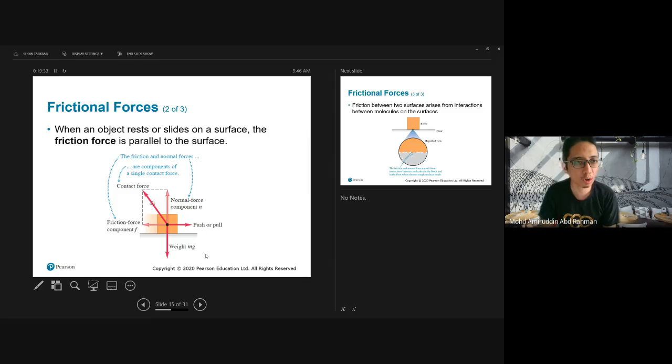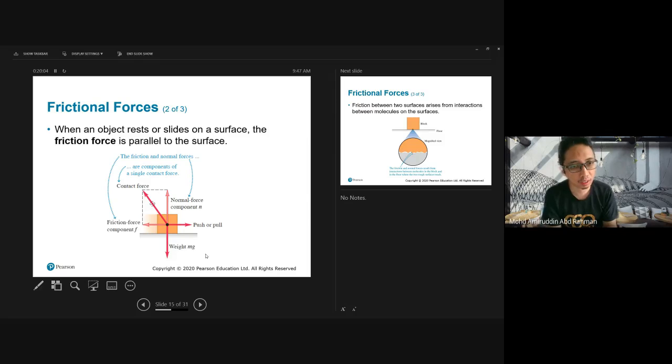All right. So when an object rests or slides on a surface, the friction force is parallel to the surface. So the friction force is on the x component, and we have the normal force on the y component.